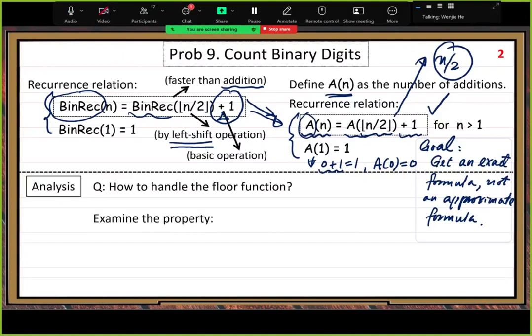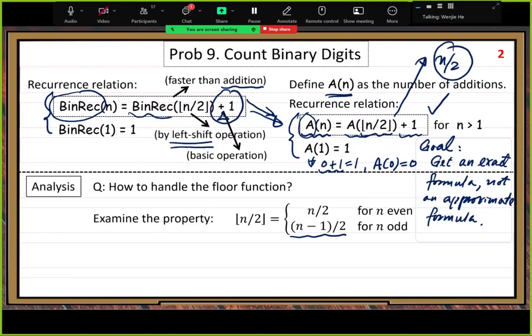All right, so let's examine the property for the even and odd cases. When n is even, the floor function of n over 2 equals n over 2 directly. No round down error. But in the other case, there is a round down error. A small difference, the 1/2 difference, rounded down.